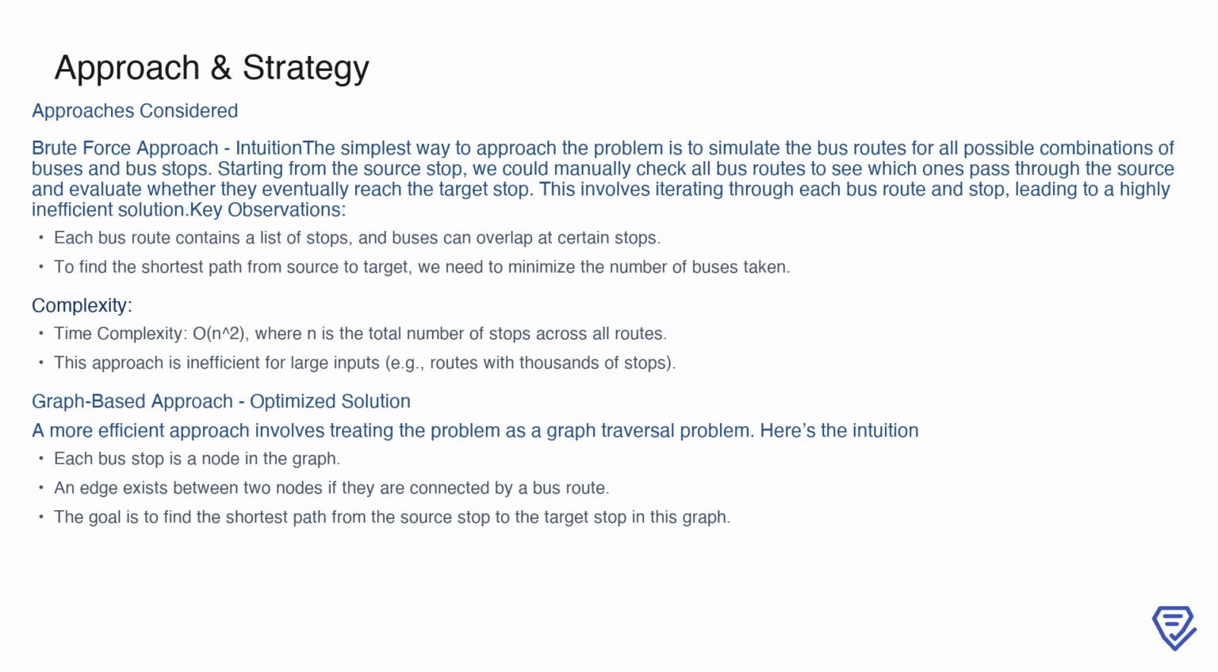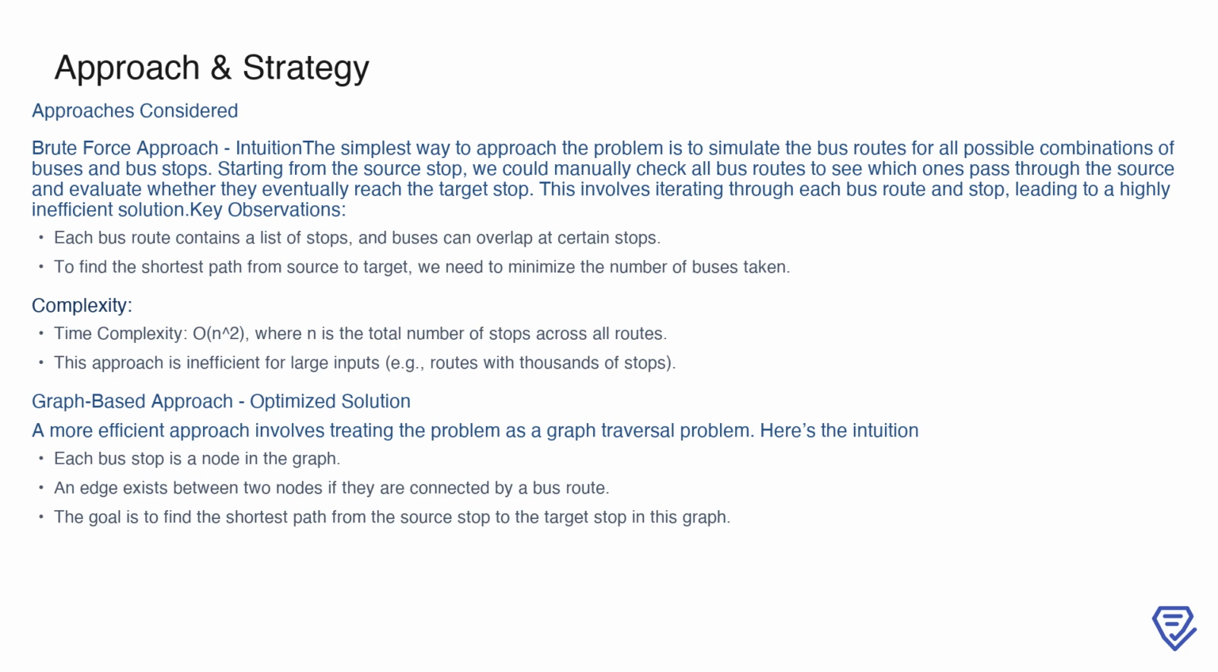A few key observations stand out. Each bus route is essentially a list of stops, and multiple bus routes can overlap at certain stops. This overlap is essential because it allows us to transfer between buses. To solve the problem efficiently, we need to minimize the number of bus transfers. Unfortunately, with a time complexity of O(n²), where n represents the total number of stops, this brute force method becomes impractical for large datasets, such as when routes include thousands of stops.